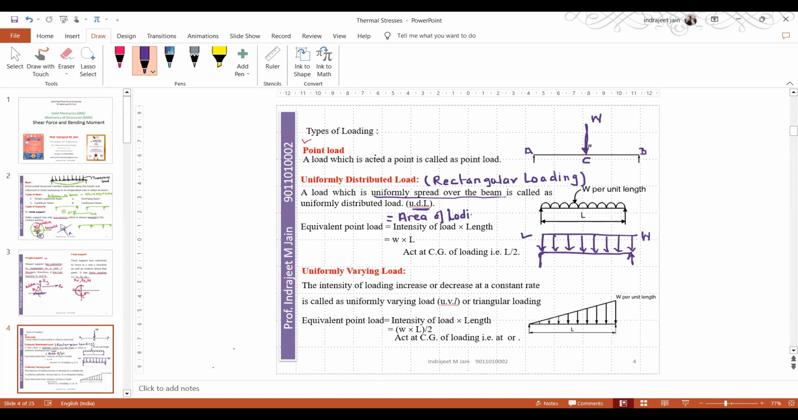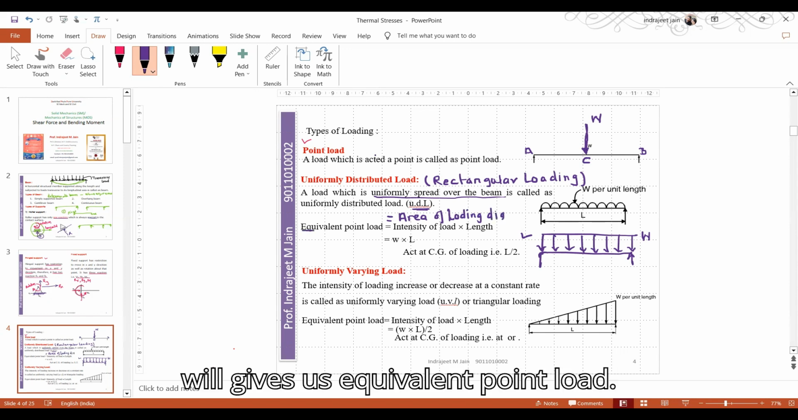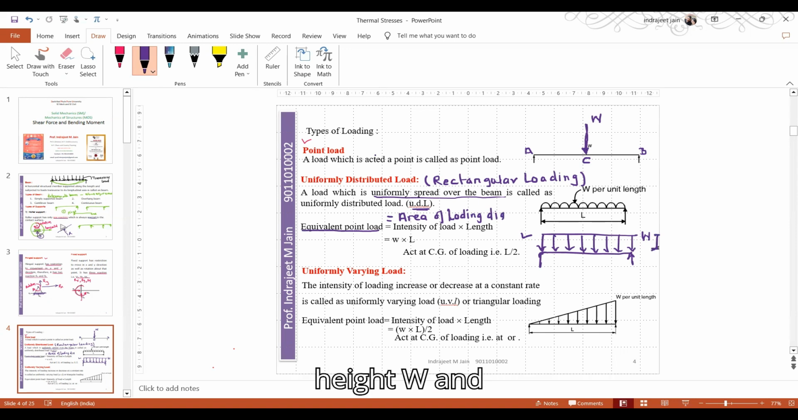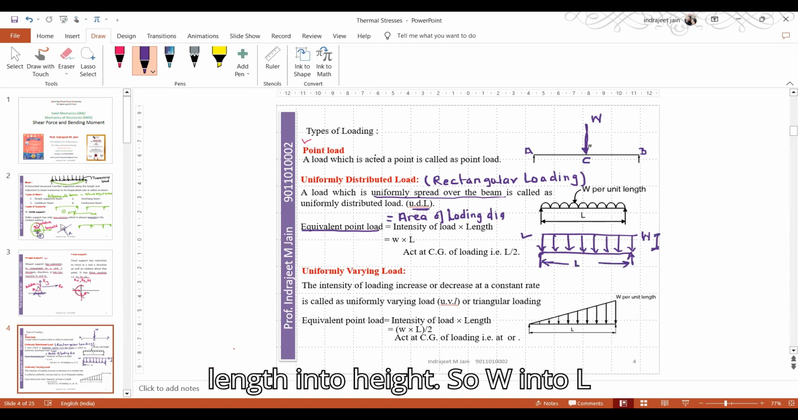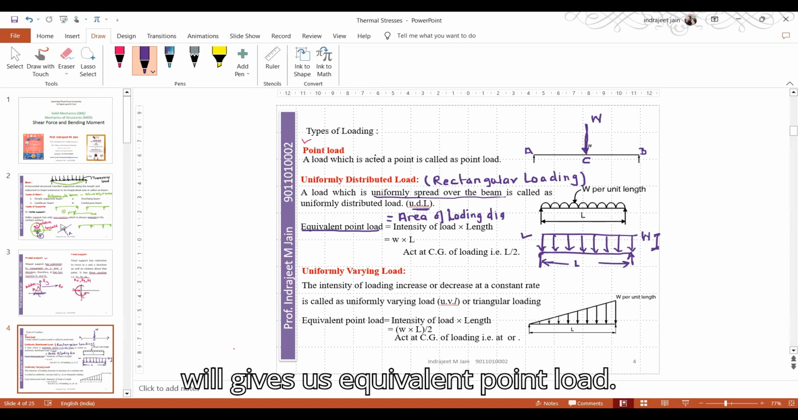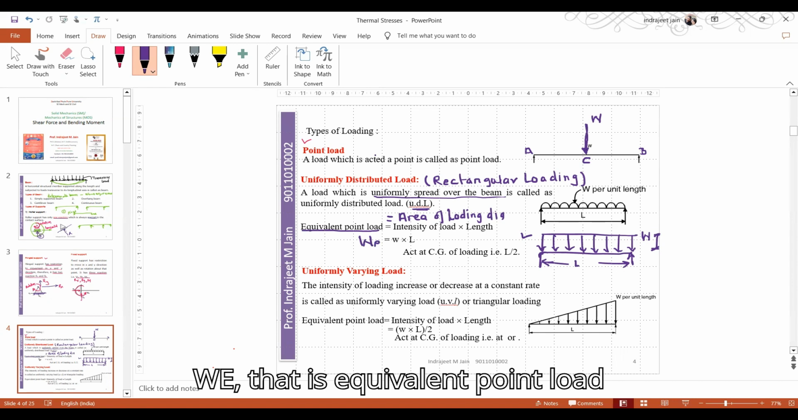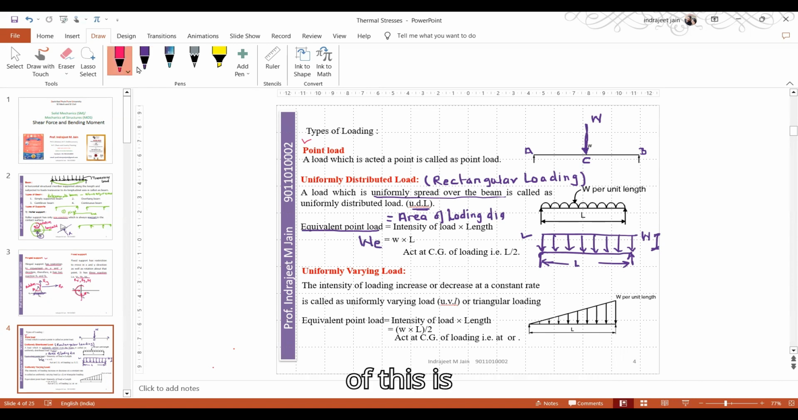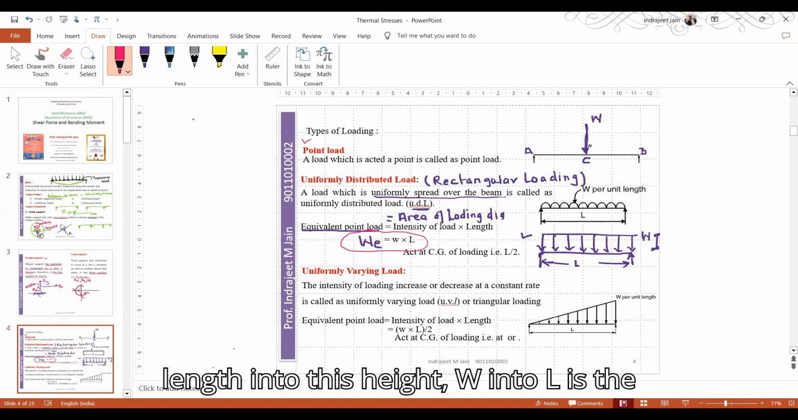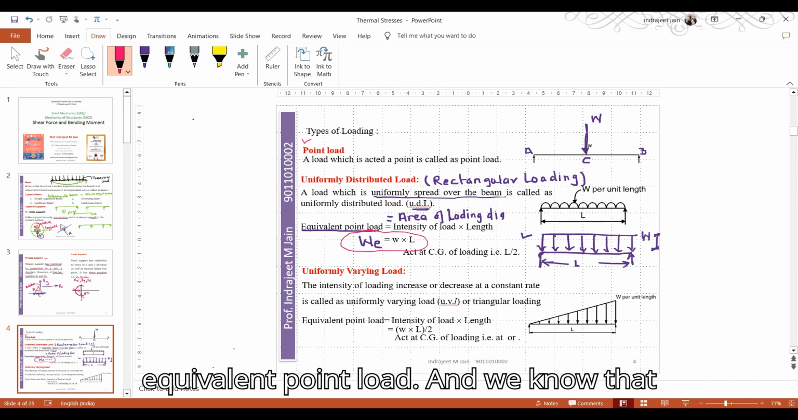loading diagram will give us equivalent point load. So here this is a rectangle having the height W and length L. So rectangle area is length into height. So W into L will give us equivalent point load. WE, that is equivalent point load of this, is W into L, length into width. So length into this height, W into L is the equivalent point load.